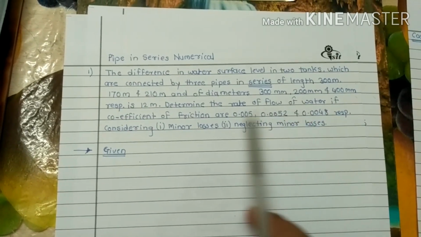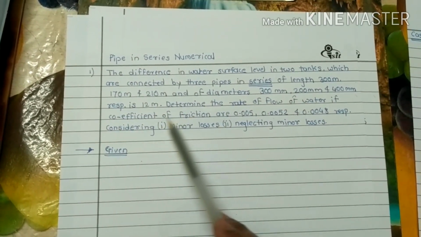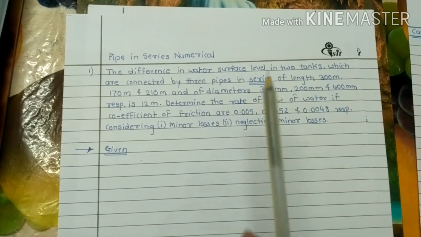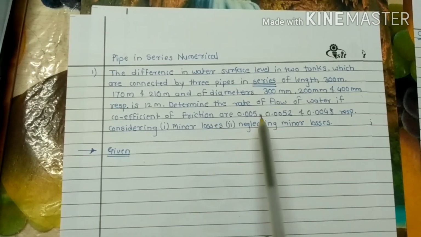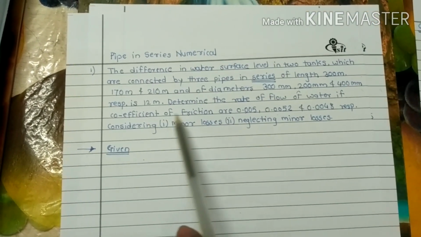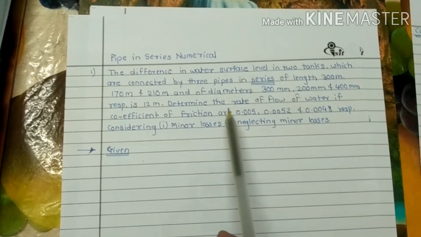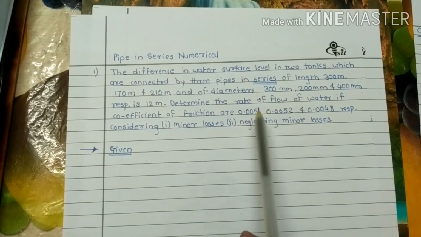Now these values, just understand this is the coefficient of friction given. That means only the f value is given. We have to multiply it by 4. If here the word mentioned is friction factor, then this value is equal to 4f. Remember this.